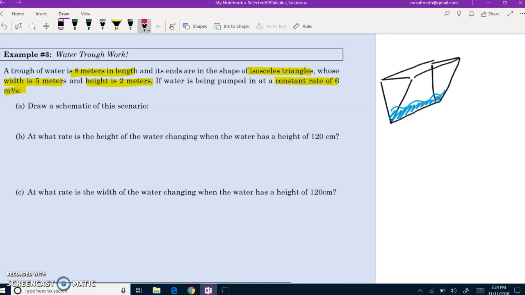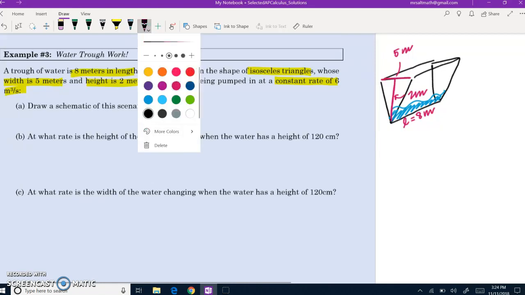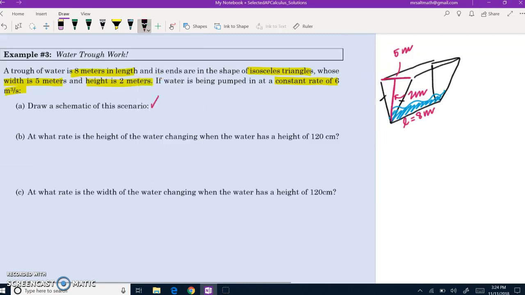It tells us the trough is 8 meters in length, so that's going to be this value down here. Then it tells us the width is 5 meters, so this value right here, that's 5 meters. And then the height, this value here, is 2 meters. So we have that information, that's our schematic, so we're good to go for setup there. Isosceles triangles just mean that these two values are going to have the same length. Then we get to go ahead and start on the related rates process.